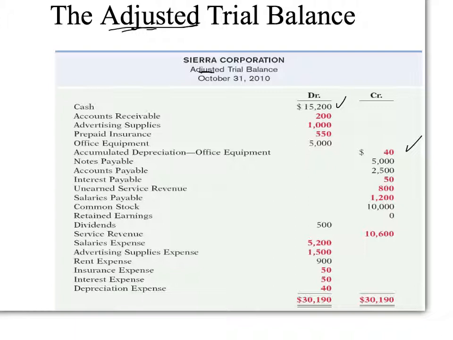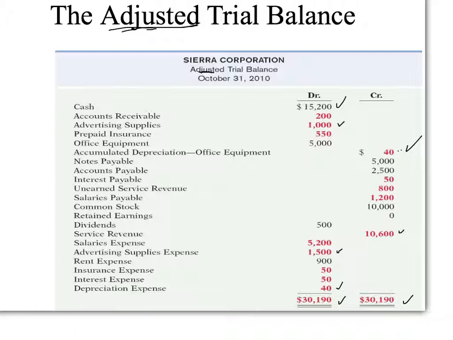I have an accounts receivable of $200 because I've earned that revenue and I recognize that the revenue has gone up. Recall, I reduced my supplies by $1,500. So I had advertising supplies expense of $1,500 and my asset advertising supplies has been reduced down to $1,000, and so on. You see depreciation expense here $40 and accumulated depreciation $40. After I've totaled all of these, I make sure that my debits equal my credits.